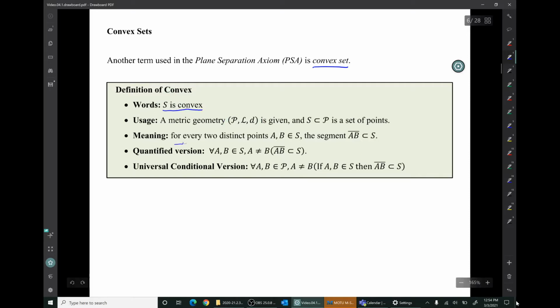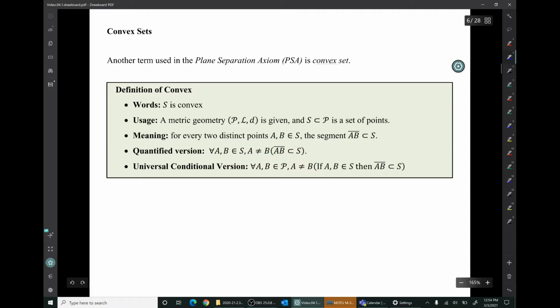For every two distinct points, A and B, that are in set S, the segment AB is a subset of S. Now there's a formal quantified version, that is a version using symbols of what I just said. For all A and B in set S that are distinct points, this predicate is true: segment AB is a subset of set S.